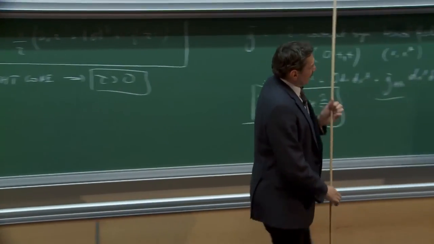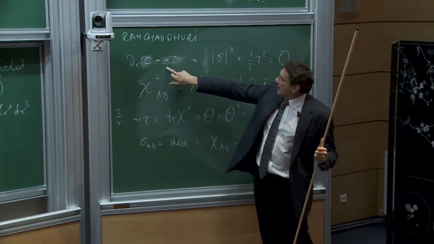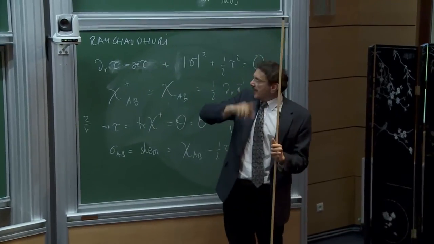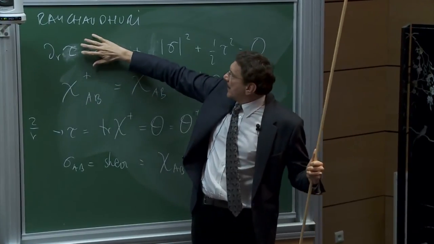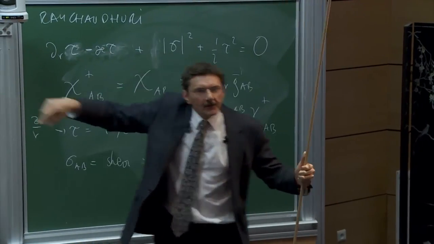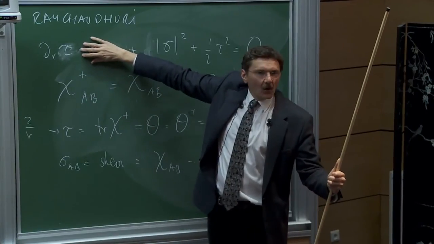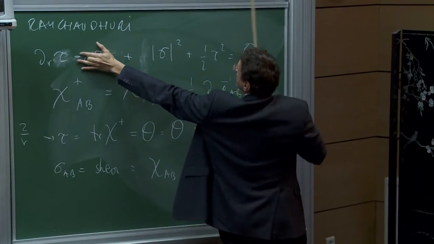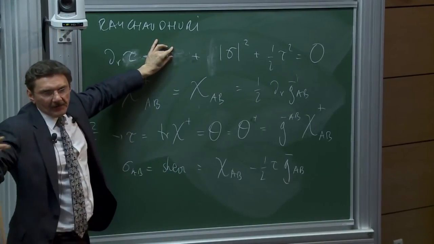Well, this is actually rather easy to see from this equation. Suppose you have light rays. You can always parameterize them so that kappa equals zero, right? So this term is a gauge-dependent thing. You can always get rid of it. So if I do this, I see from this equation that tau is a monotonically decreasing function, right? So this is positive, so the derivative of tau is negative, so tau is decreasing.